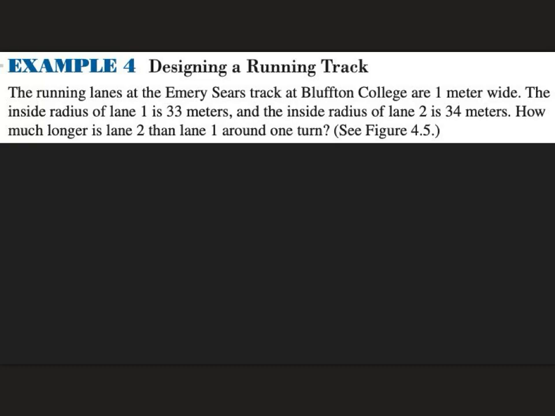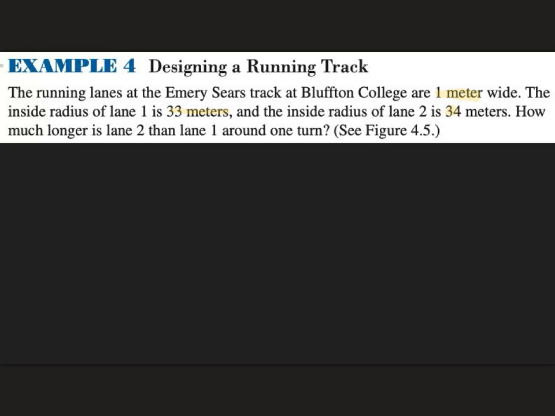Okay, let's look at this problem. The running lanes at Emory Sears Track at Bluffton College are 1 meter wide. Let's see if that's useful. We have a number. We're going to highlight it. The inside radius of lane 1 is 33 meters. The inside radius of lane 2 is 34 meters. How much longer is lane 2 than lane 1 around one turn?